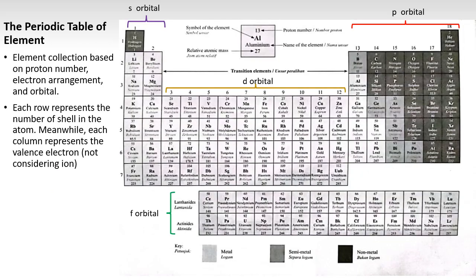The periodic table of elements collects and arranges all elements based on proton number, electron arrangement, and orbital. In the table, each row represents the number of shells in the atom. Meanwhile, each column represents the valence electron and the same chemical properties of element.